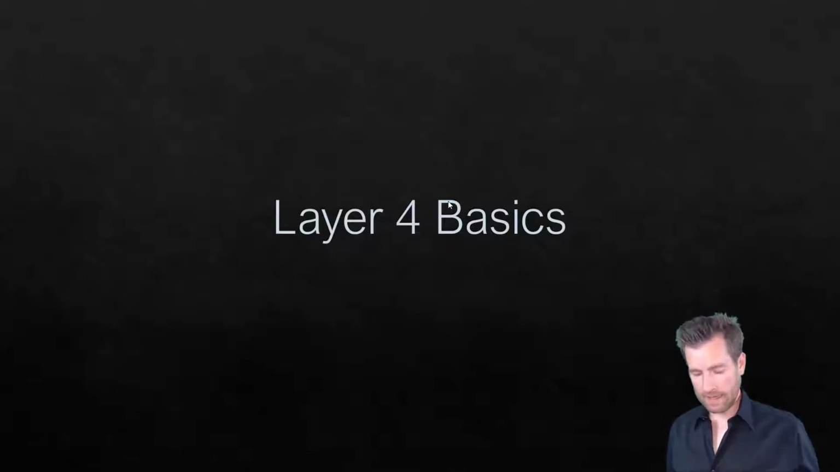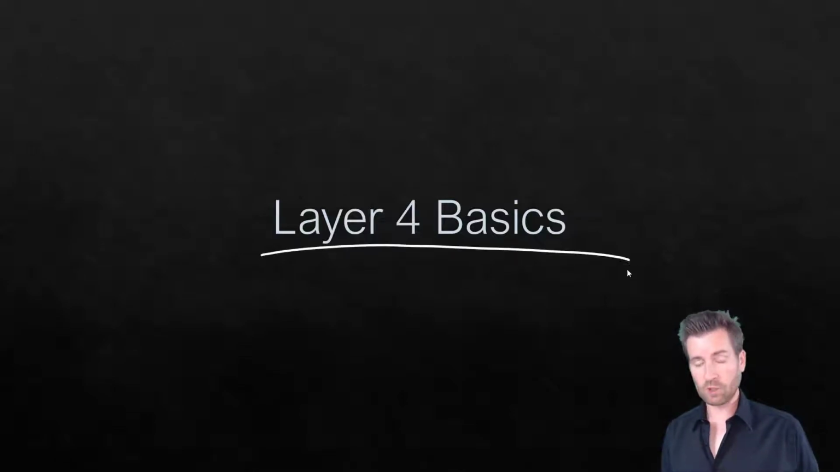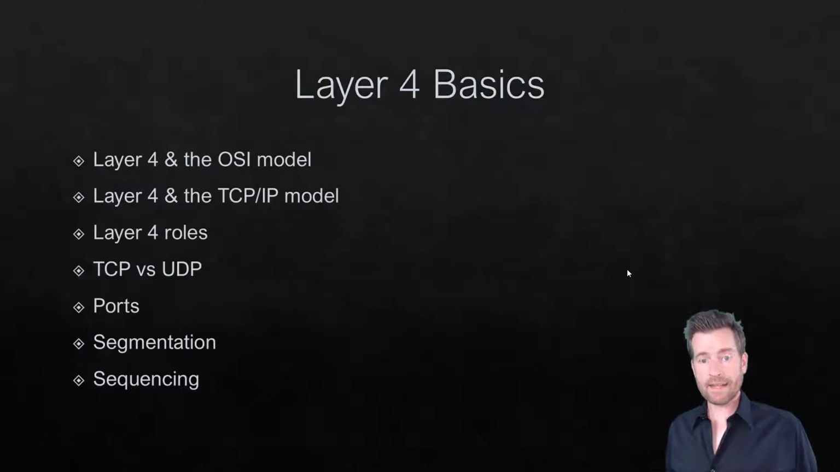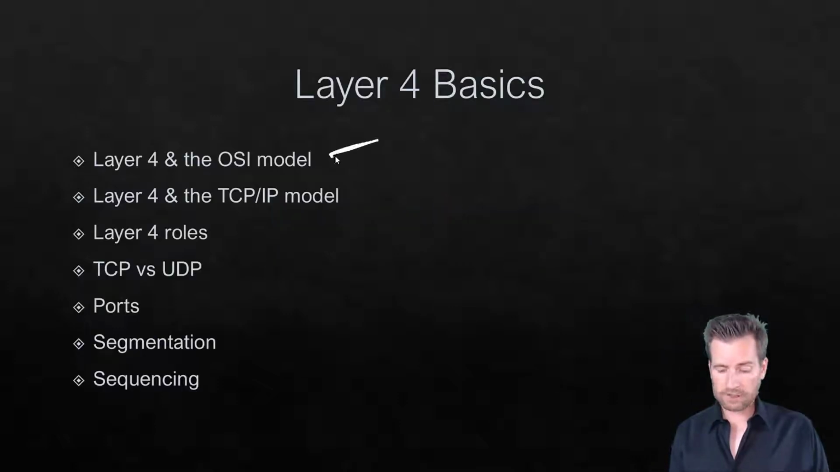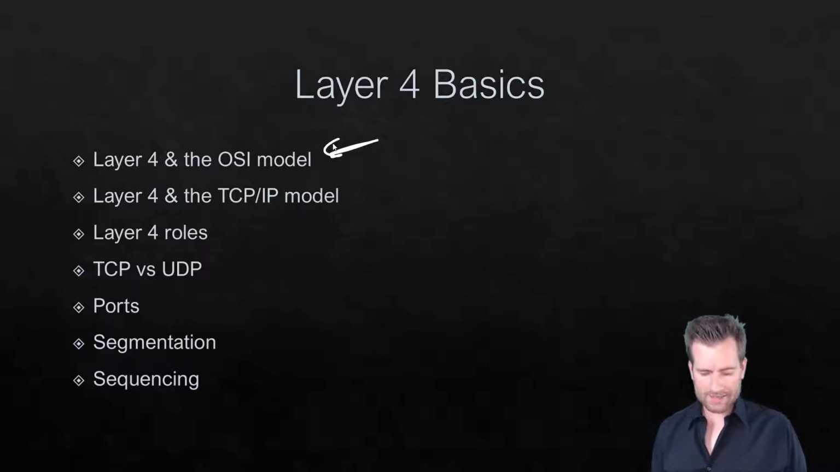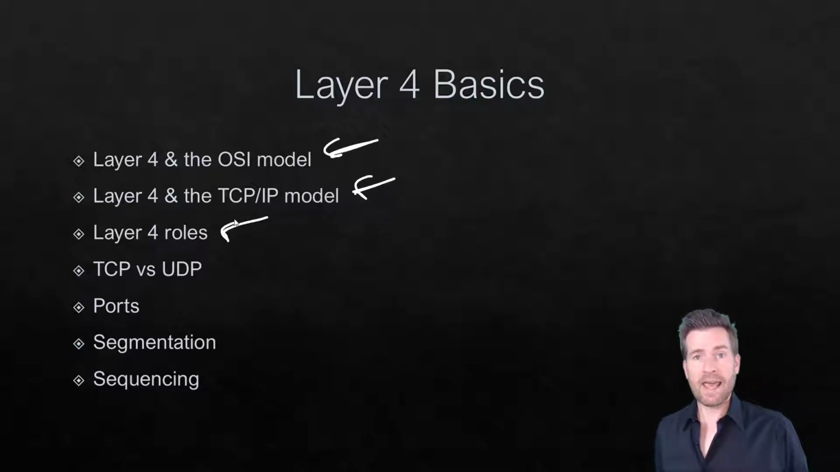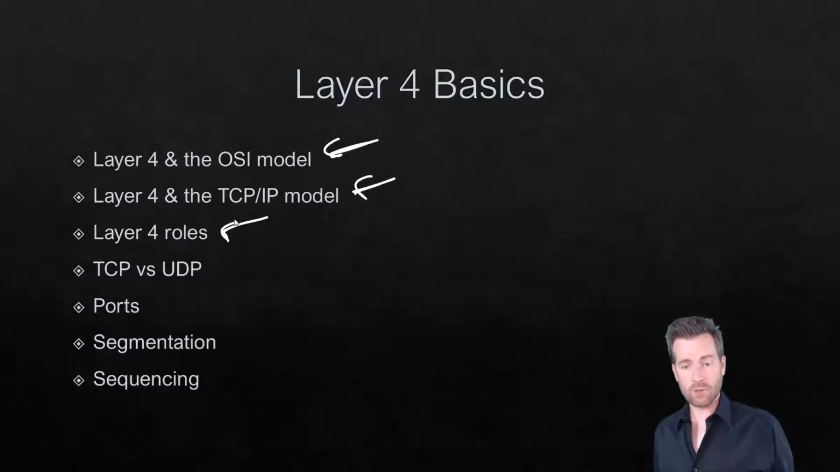Let's get into an in-depth look at what layer 4 looks like. So let's get into the basics of layer 4. We're going to take a look at layer 4 and what it looks like in the OSI model. We'll also take a look at layer 4 and the TCP/IP model. So we'll take a look at how those two models look within layer 4. We'll talk about some layer 4 roles and what layer 4 is set out to accomplish.